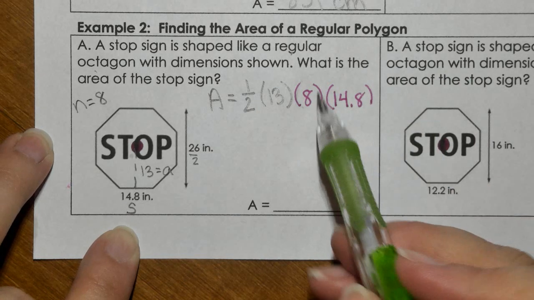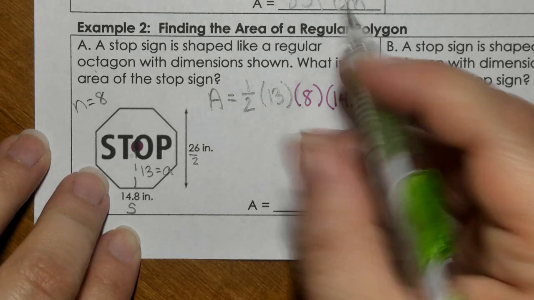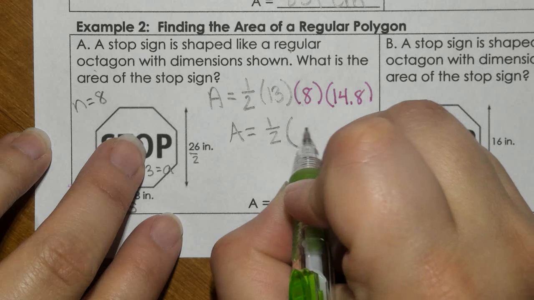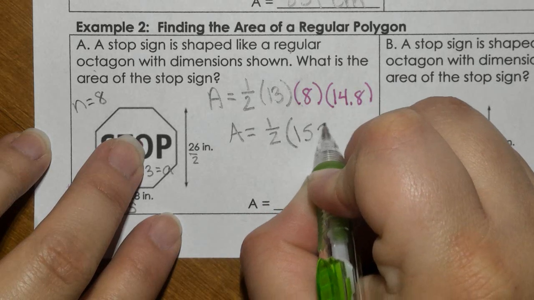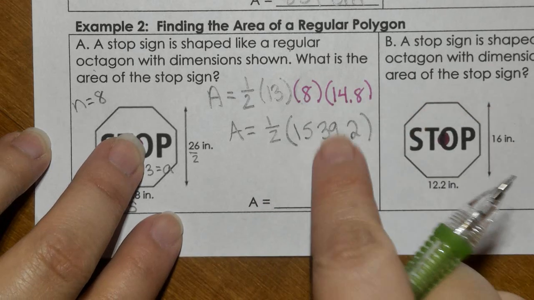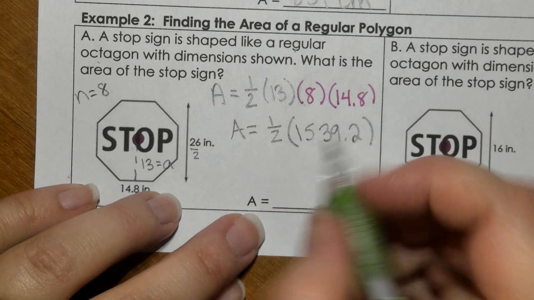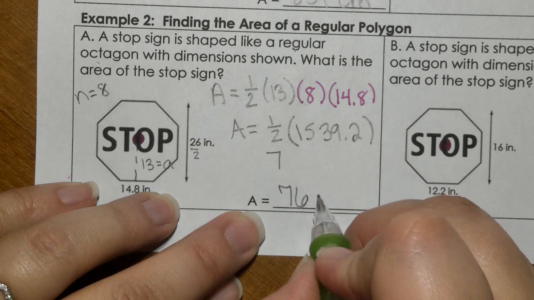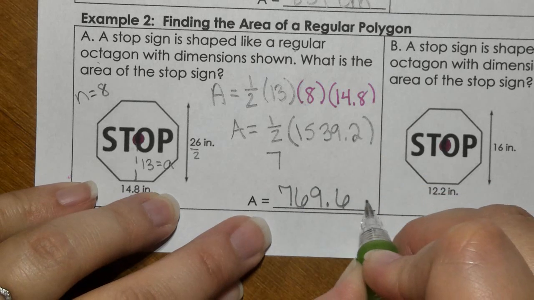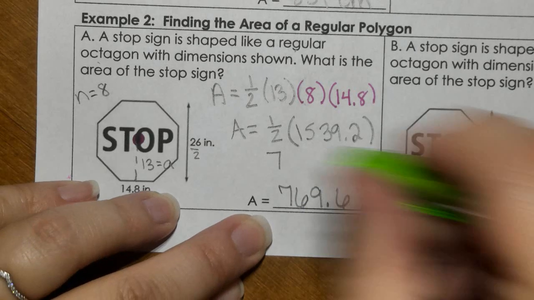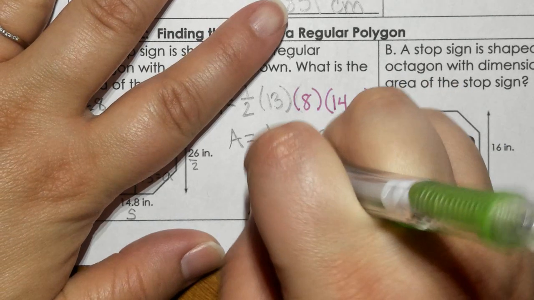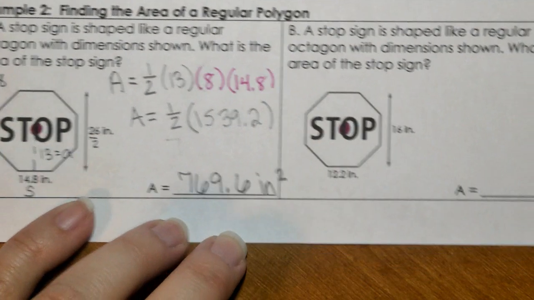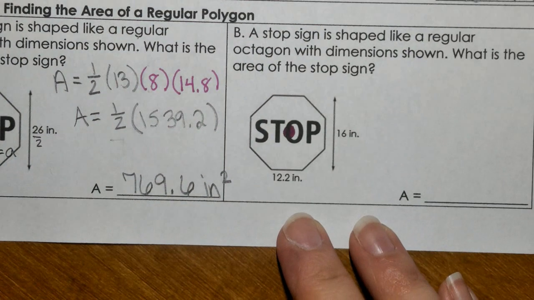I am going to go ahead and just multiply all three together. And if I do that, I get 1,539.2. Divide that by 2, and we get 769.6. And that would be inches squared. It has nothing about rounding in this particular problem, so we're just going to leave it to that 10th place. So it comes out and ends there.